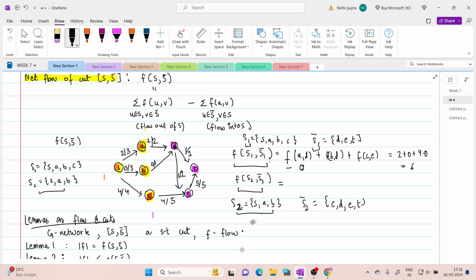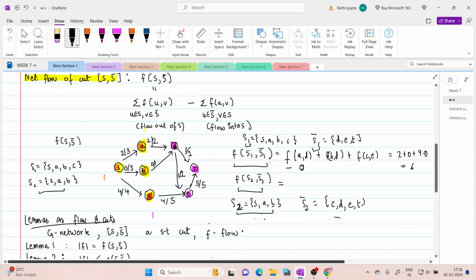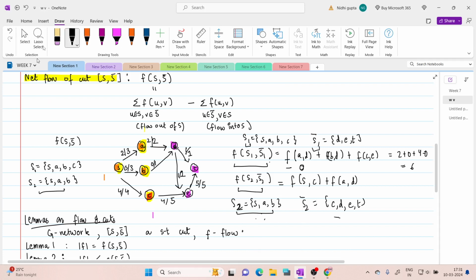No, we have to look from S2 to S2 bar. The first vertex is in S2, the other vertex is in S2 bar. Flow out of S2 will be that, so it will be FSC and FAD. When we say flow out of S2, the initial vertex is in S2 and the final vertex is in S2 bar. Yes, S2 is equal to SAB. So the flow out of S2 is FSC plus FAD.